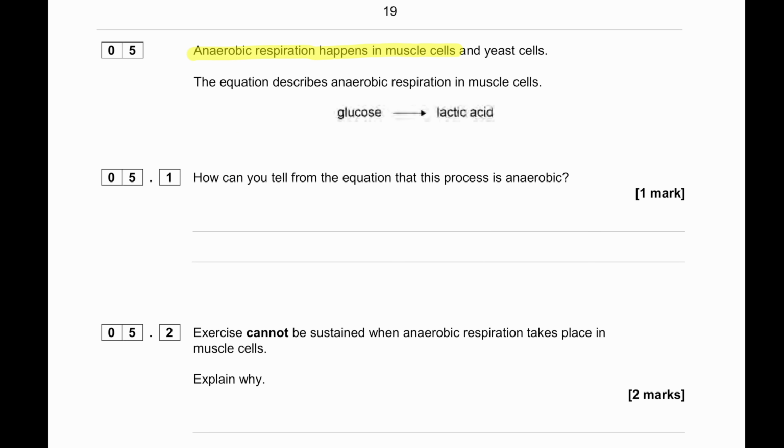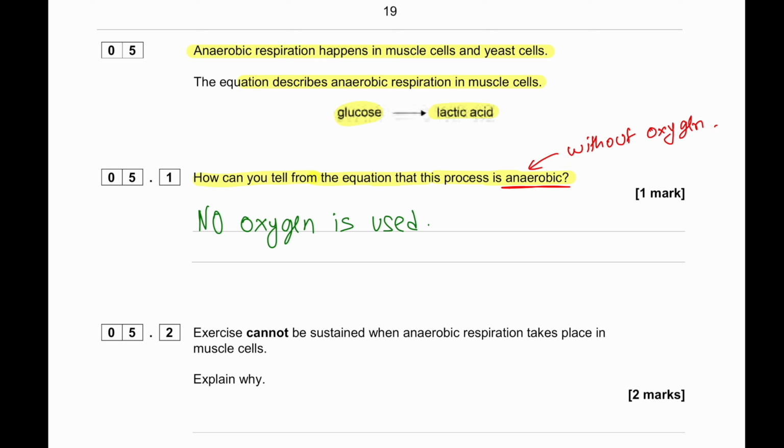Anaerobic respiration happens in muscle cells and yeast cells. The equation describes anaerobic respiration in muscle cells. So from glucose, it produces lactic acid. How can you tell from the equation that this process is anaerobic? When lactic acid is produced from glucose in anaerobic respiration, it does not use any oxygen. So that's how we can say that this process is anaerobic. Anaerobic means without oxygen use. So the answer will be no oxygen is used.